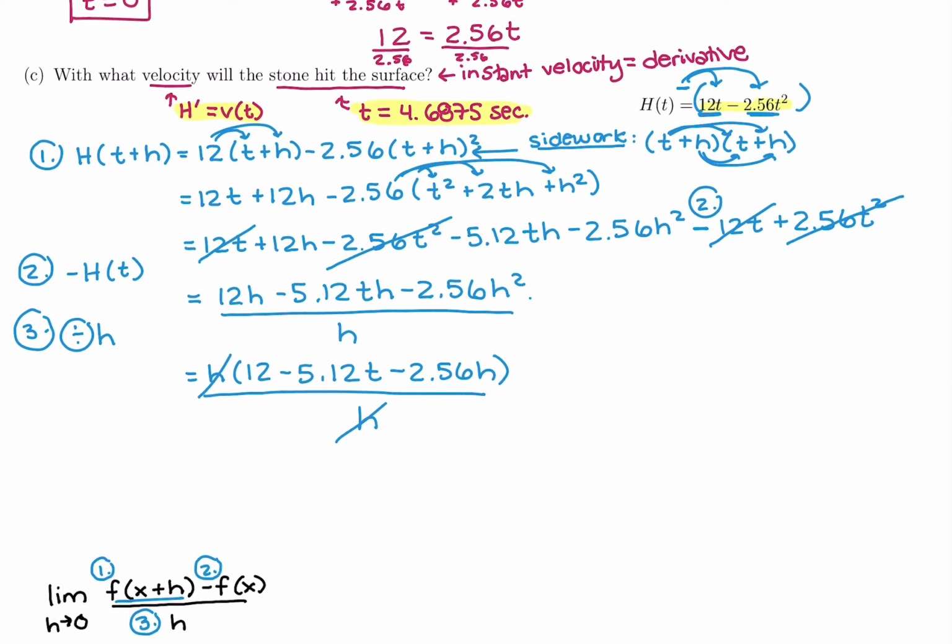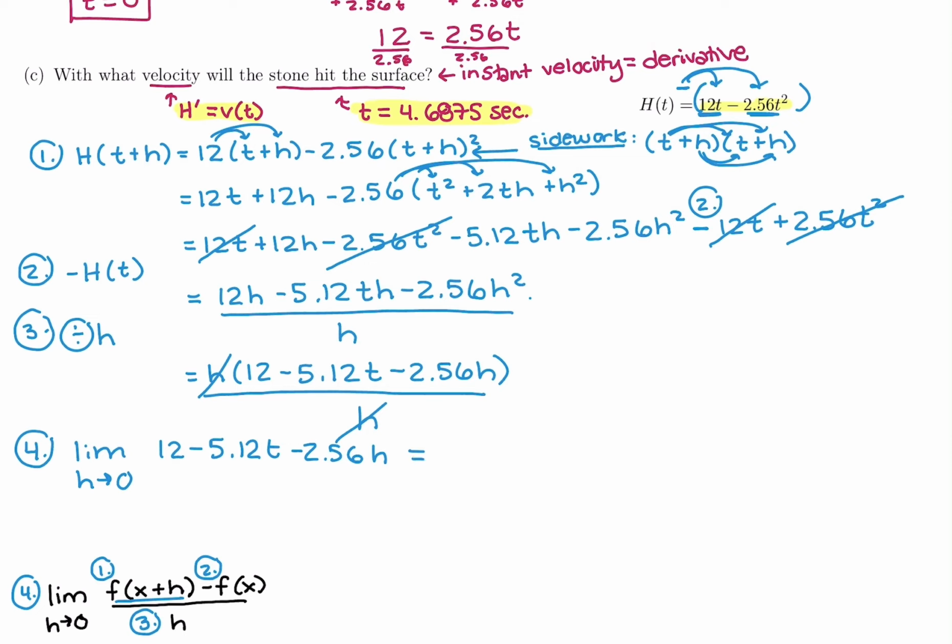So we did our first three steps. We computed h of t plus h. We subtracted the original function, changing the sign of both terms. And then we divided by h. Our last step is going to be to take the limit of what we found. And this is going to give us our whole derivative of this position function, h of t. So we're going to let h go to 0 in 12 minus 5.12t minus 2.56h.